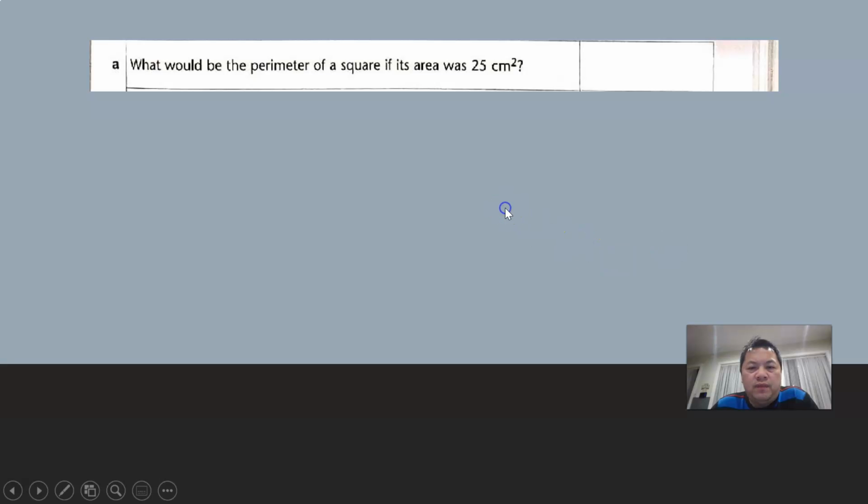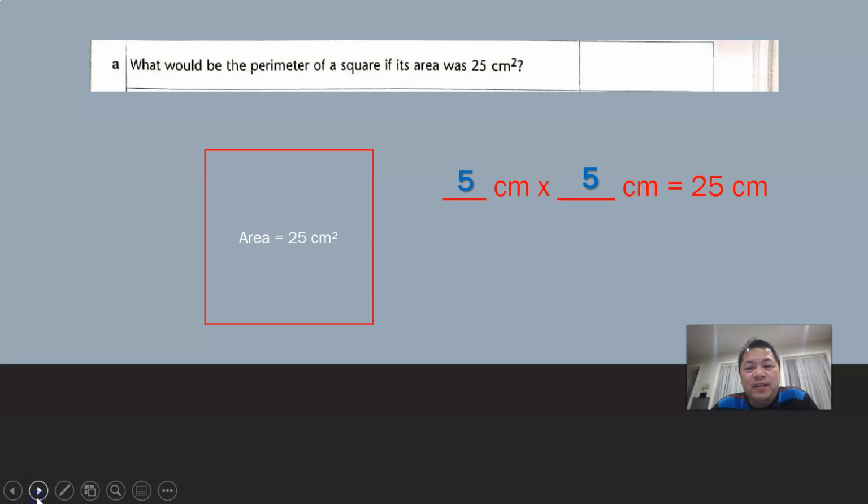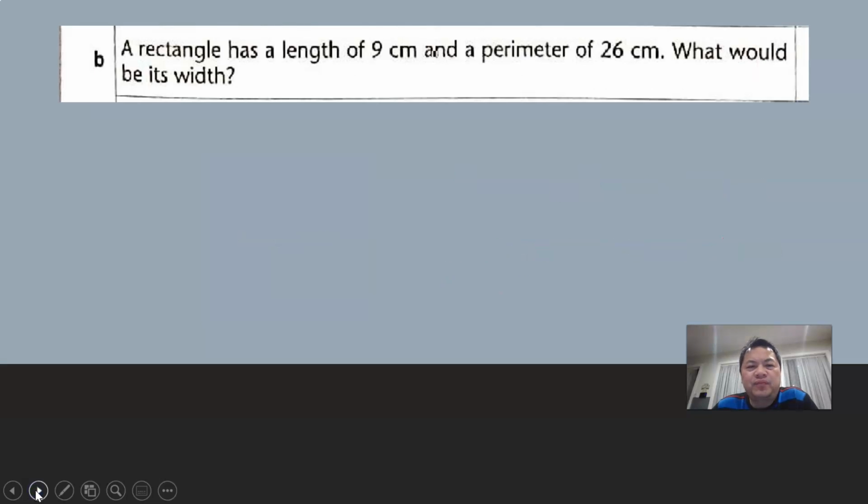So for this case, we know that a square has an area of 25 cm squared. So something times something must give me 25. So we know that it's actually 5 cm. 5 times 5 gives me 25. So now the side of the square is 5 cm. To get the perimeter will be 5 cm plus 5 cm plus 5 cm plus 5 cm, which is 20 cm. So that is the perimeter.